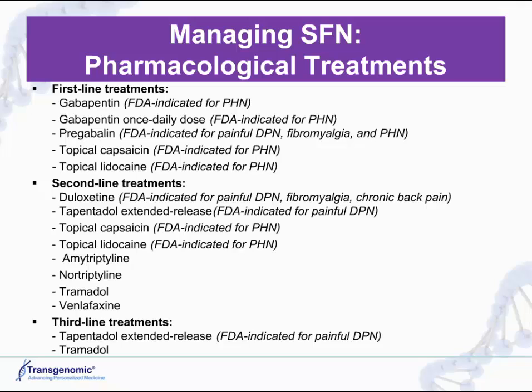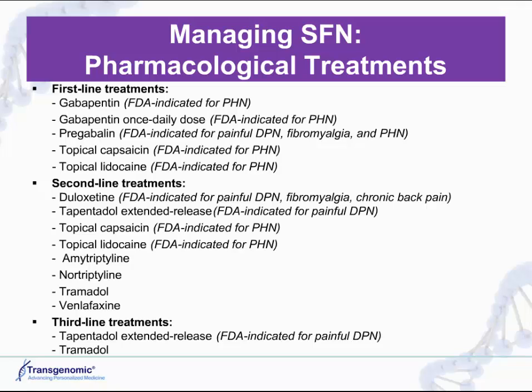So after you exhaust these in the first line, then you go to the second line, which includes your antidepressants, things like venlafaxine, nortriptyline, amitriptyline. Those are both in the tricyclic antidepressant group, which we don't use as much for depression anymore. We use them more for the treatment of pain, not just small fiber neuropathy or neuropathic pain. And then third line, tapentadol and tramadol.